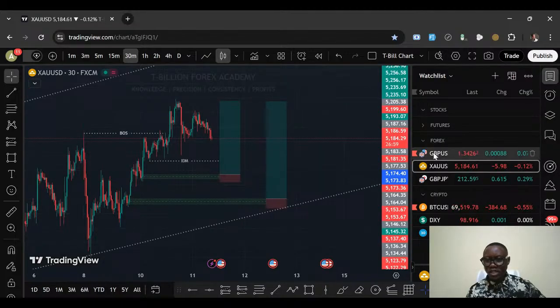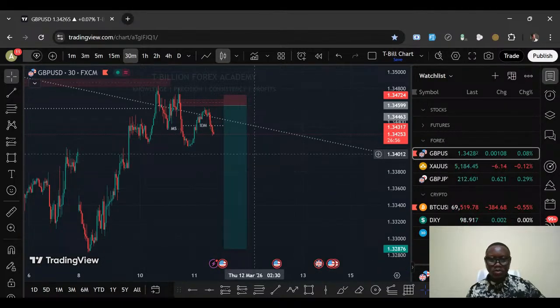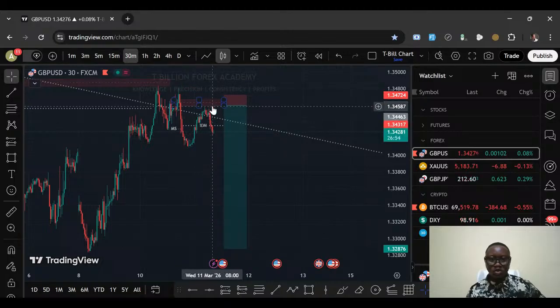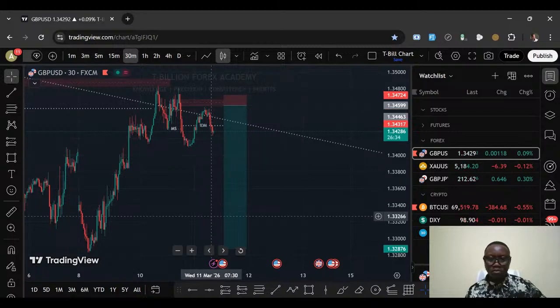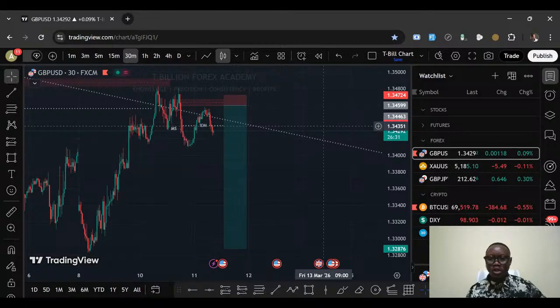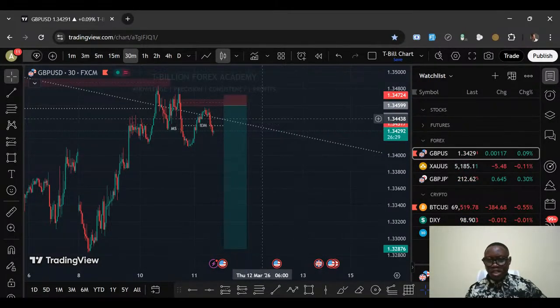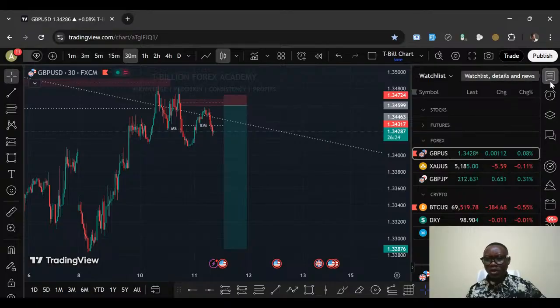And for GBPUSD, as earlier mentioned, this is the setup. Price didn't tap into my order block zone yet. That is why I didn't take this trade yet. You can see price got very, very close, but until it taps into my zone, I am not taking the trade. I'm still expecting price to pull back, tap into this zone or even the 50% level right here before giving us this bearish move. So let's wait patiently for this setup to fully form.